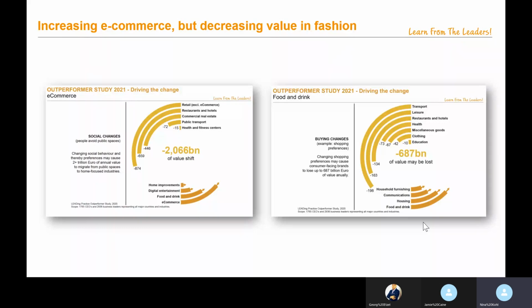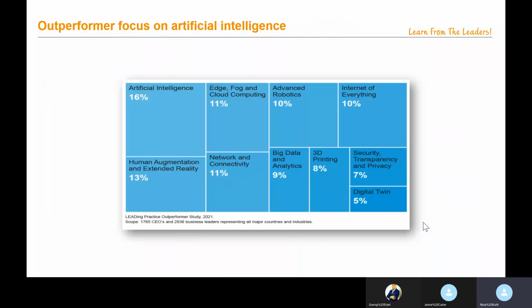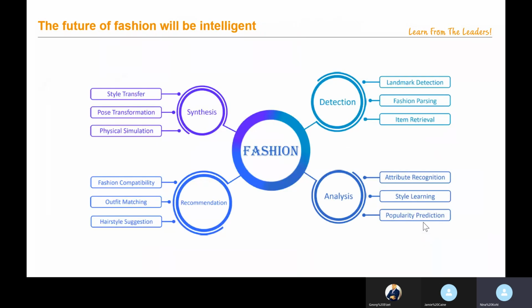So what we need to do now is to have a look at technologies which help us to face these challenges. And what we learned from the outperformer study of leading practice as well is that artificial intelligence is a focus of the outperformers. And this is what the fashion industry is doing also, because the future of fashion will be intelligent, and using artificial intelligence, concretely it will use computer vision to do fashion synthesis, fashion recommendation, fashion analysis, and fashion detection.